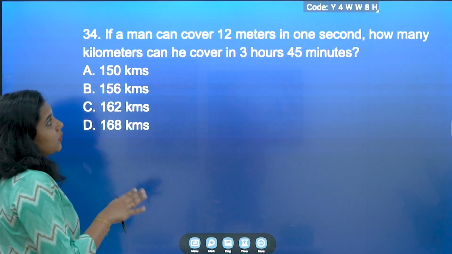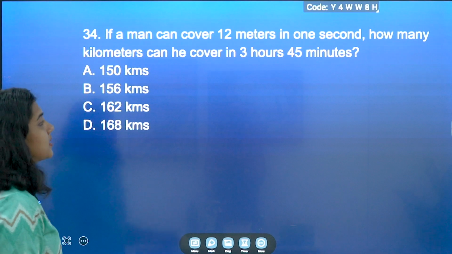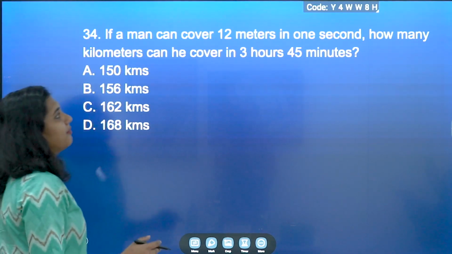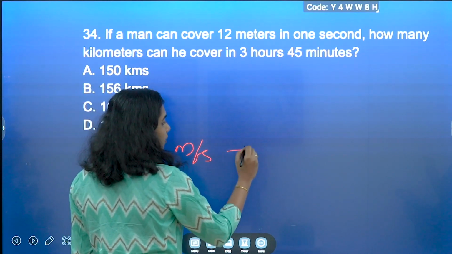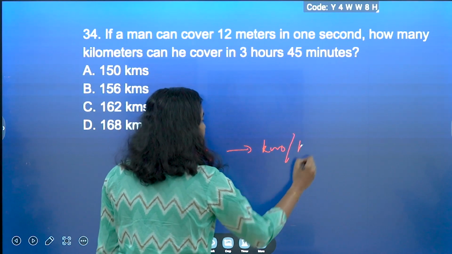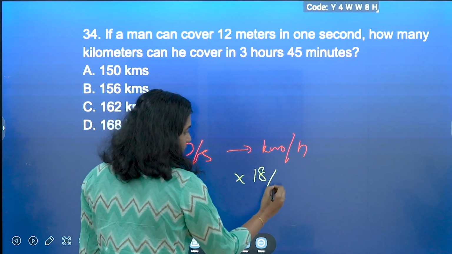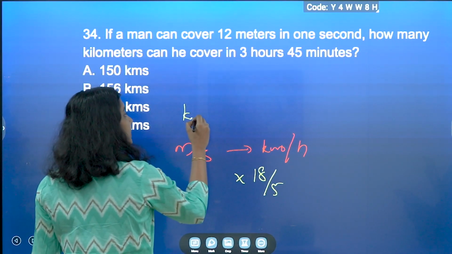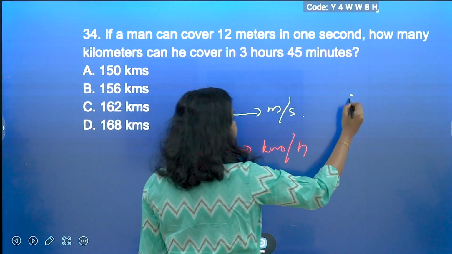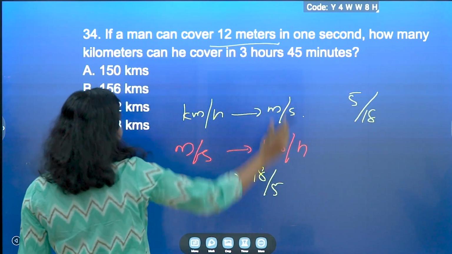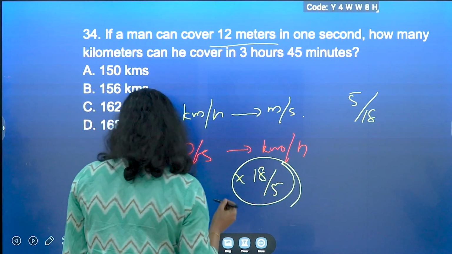If a man can cover 12 meters in 1 second, how many kilometers can he cover in 3 hours and 45 minutes? Okay, so 12 meter in 1 second. So to convert meter per second to kilometer per hour, what you have to do is you have to multiply by 18 by 5. Okay, if you want to convert kilometer per hour to meter per second, you have to multiply by 5 by 18. Okay, so here it is meter per second and you have to convert it into kilometer per hour. So you have to multiply by 18 by 5.